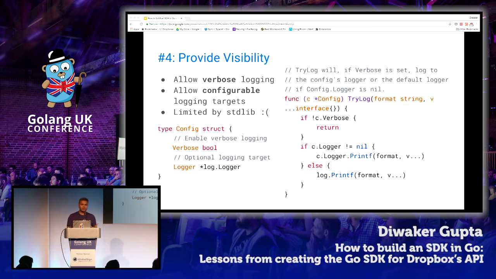The AWS SDK does something similar, but it goes a step further and actually defines its own logging interface with different log levels. So you can certainly get fancy and provide the richness that you need within your SDK. But again, they're not pulling in any third-party dependencies. It's all implemented as part of the SDK itself.